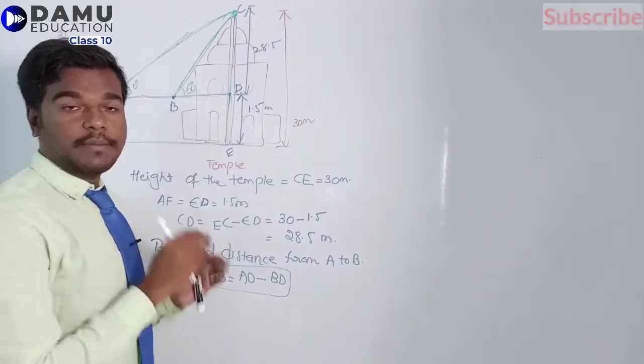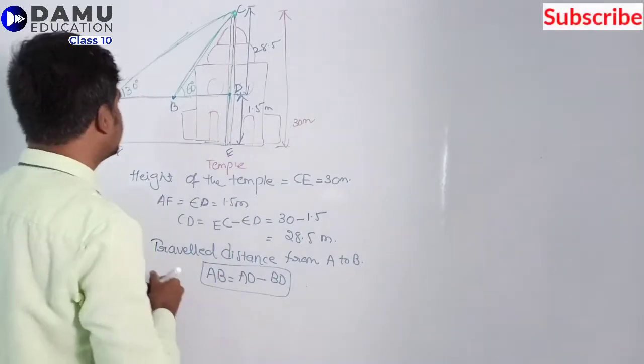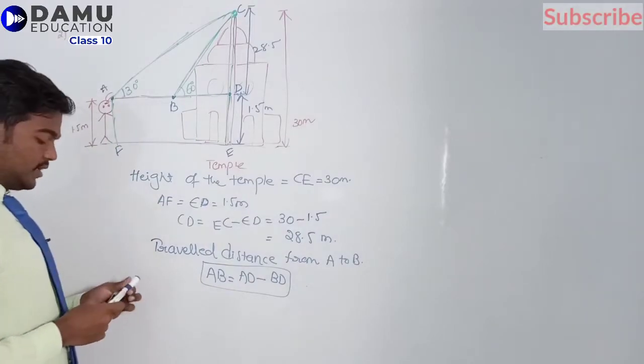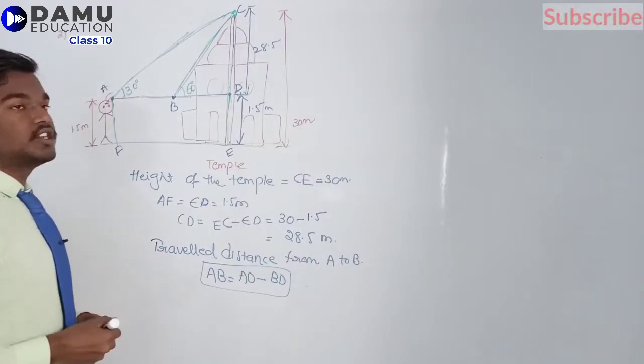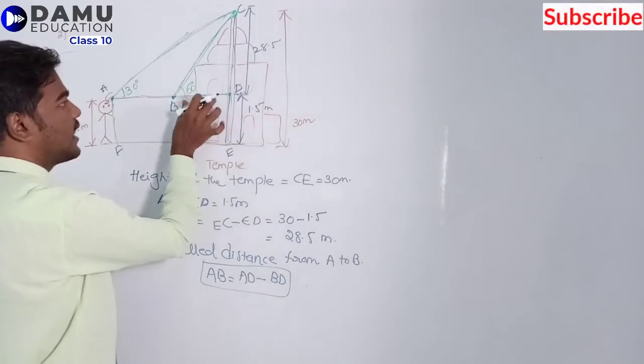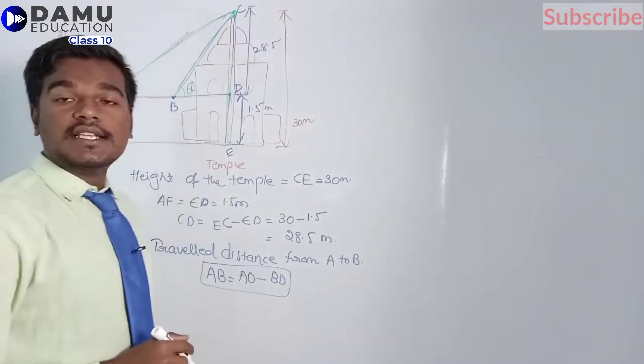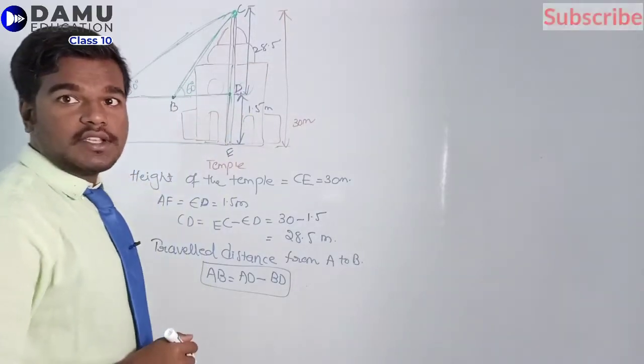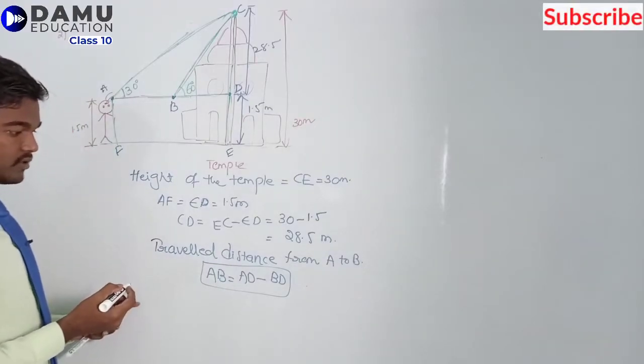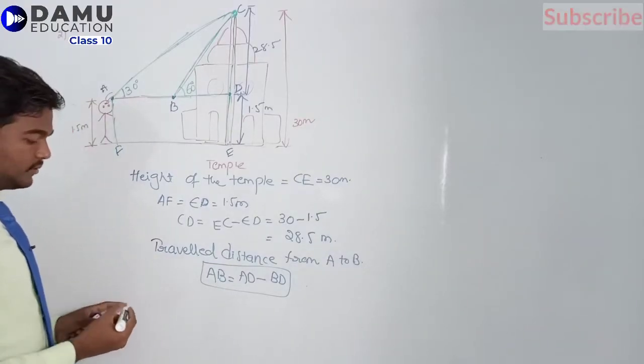What is the BD length? So first one, let's consider the opposite side. Let's take trigonometric ratios. So here the opposite side is there, then the adjacent side is there. So what is the opposite side here? Let's consider the opposite side.